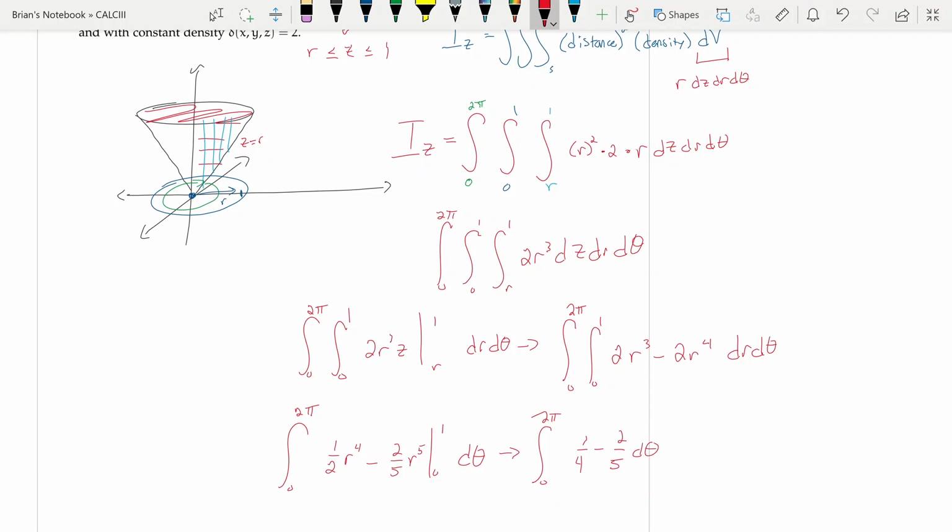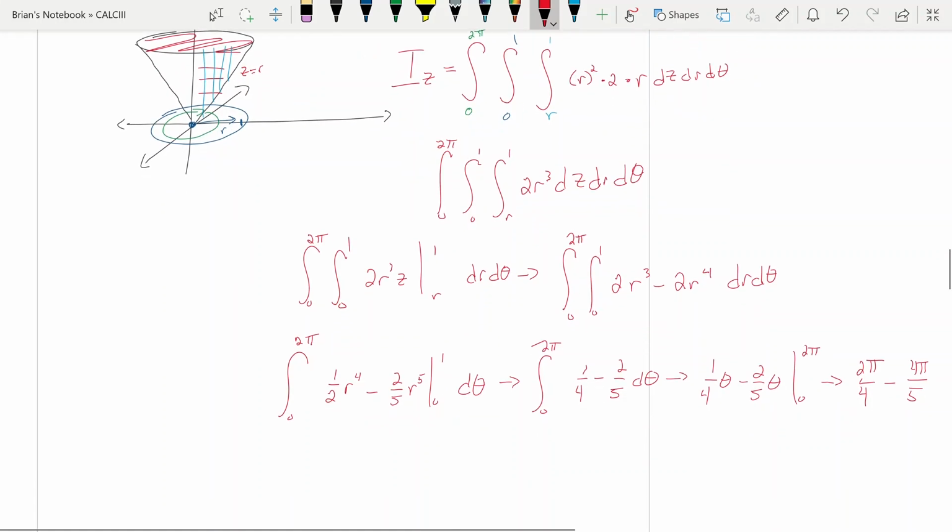And now we can do that either way. We can either do that subtraction or we can just keep going. Let's just keep going. So then we'll have 1 fourth theta minus 2 over 5 theta. And we evaluate that from 0 to 2 pi. Lucky us, we just have to plug in the 2 pi. So we'll get 2 pi over 4 minus 4 pi over 5.